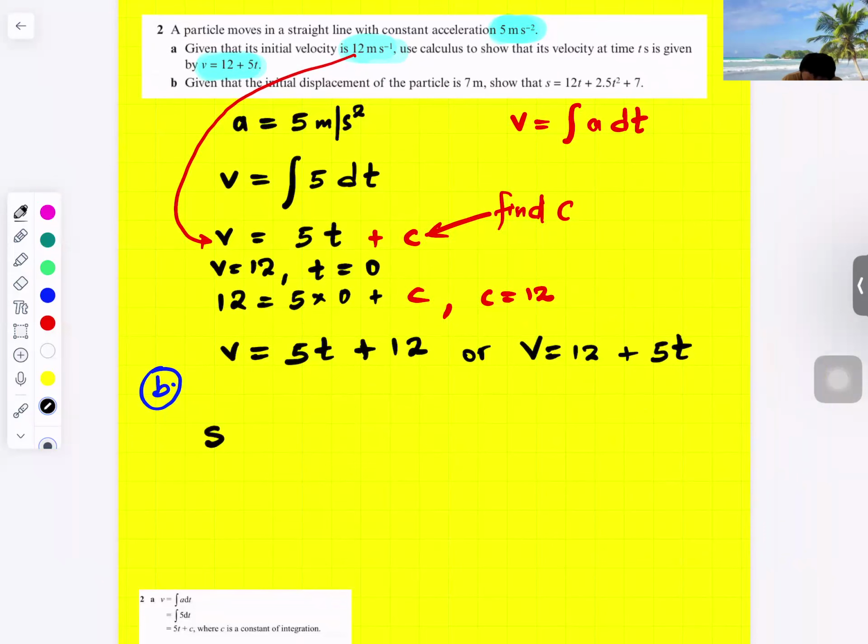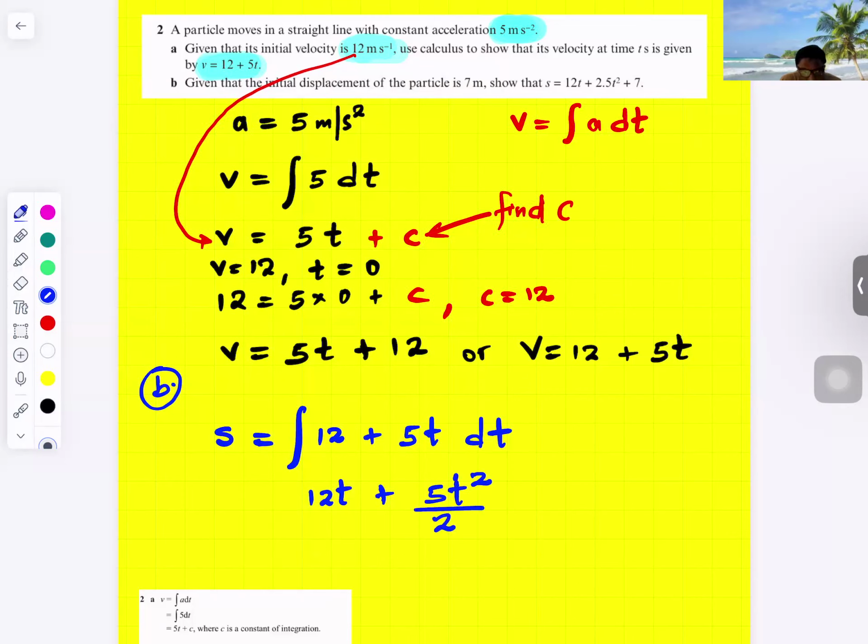So that means S, for sugar, it stands for displacement, is the integral of 12 plus 5t dt. When you integrate 12, you get 12t. When you integrate 5t, you add 1 to the power, it becomes t squared, you divide by the power, 5t squared over 2. Plus the constant of integration. I will still call it c. Let's just keep everything c.